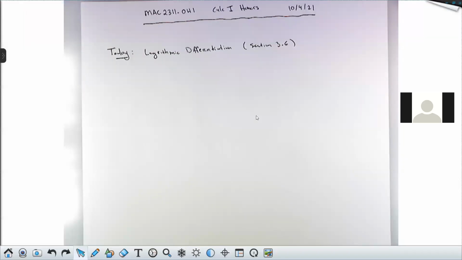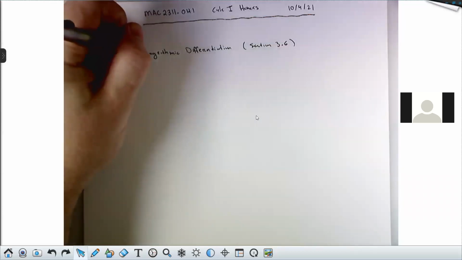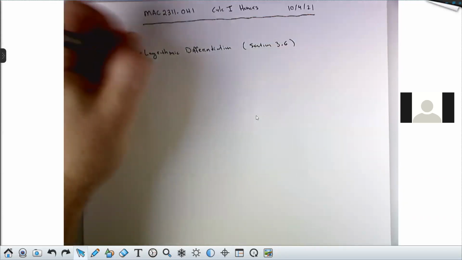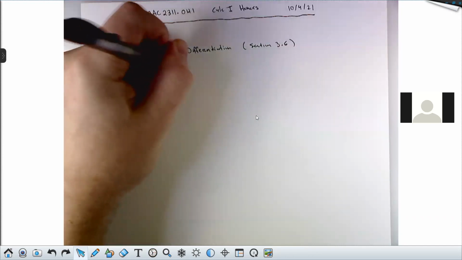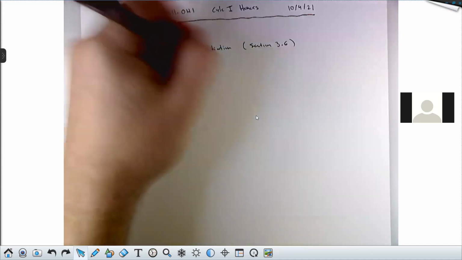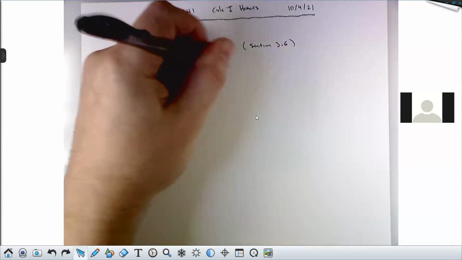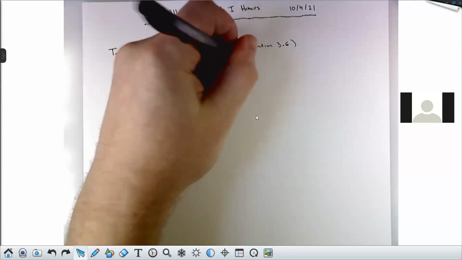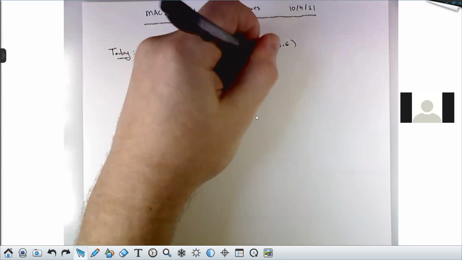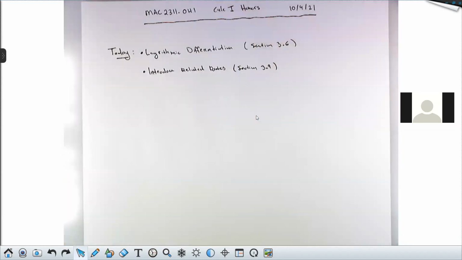So let's do it. We're going to talk about logarithmic differentiation, derivatives of log functions, and then we're going to introduce related rates, which is section, I think, 3.9. So there are a few sections in there that we're jumping over. Those are application sections. We'll talk a little bit about applications in a few places. Related rates is all applications, but those other sections in there are not important.